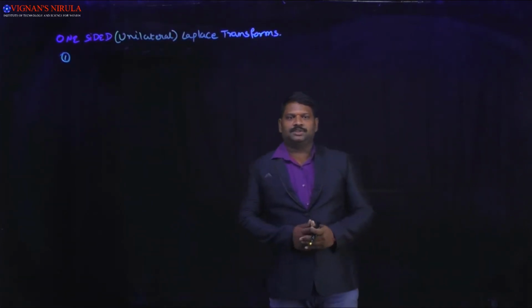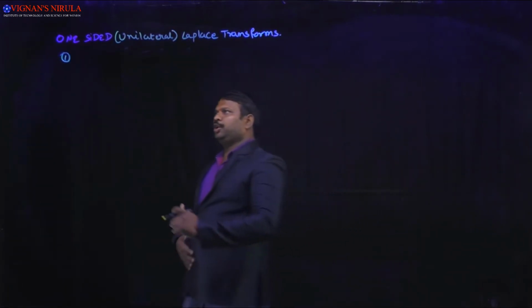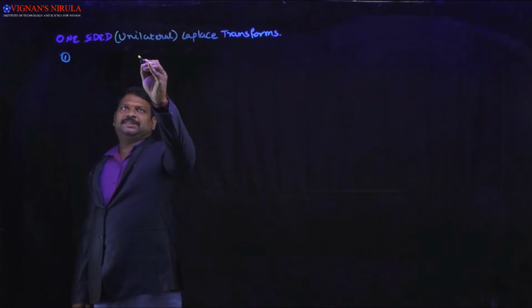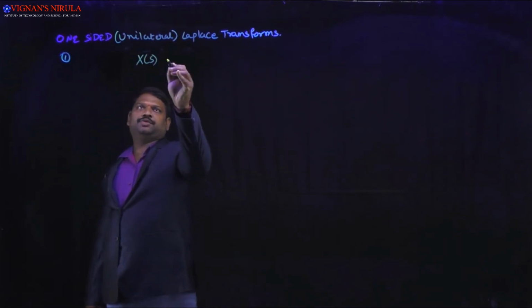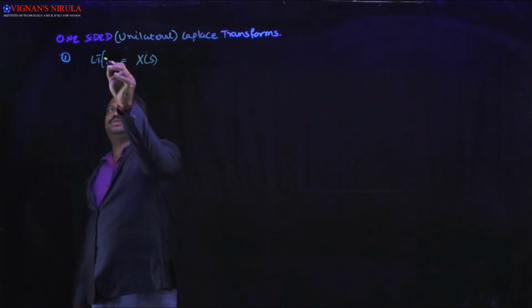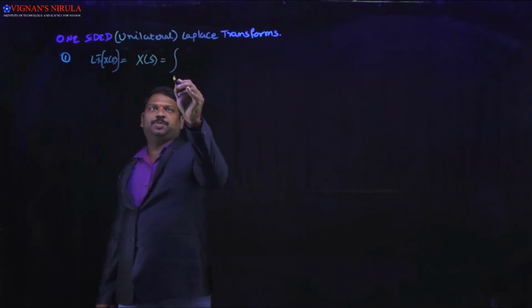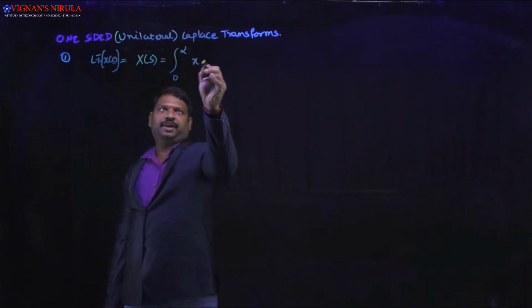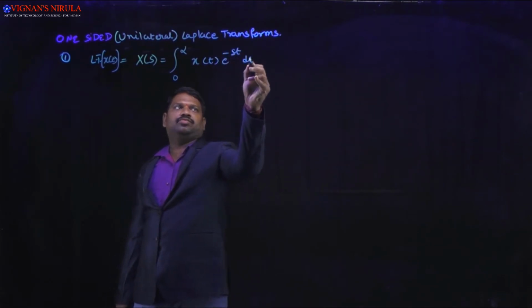Today we'll see the one-sided unilateral Laplace transforms. Before going to that, generally the unilateral Laplace transform for the corresponding x of t will be given as: the Laplace transform of x of t is equal to X of s, which is given as the integral from 0 to infinity of x of t e power minus st dt.